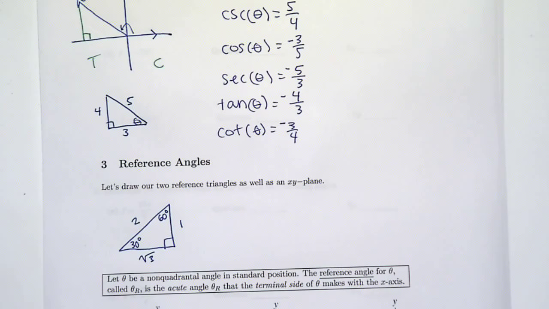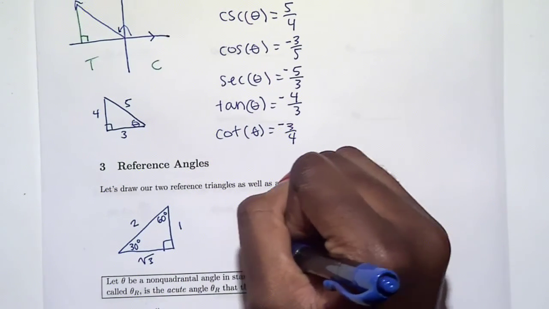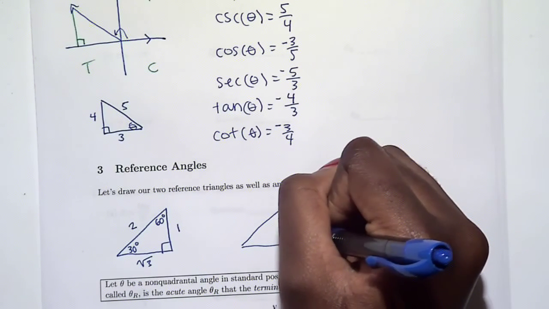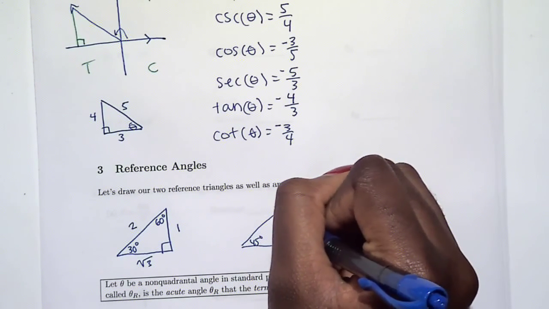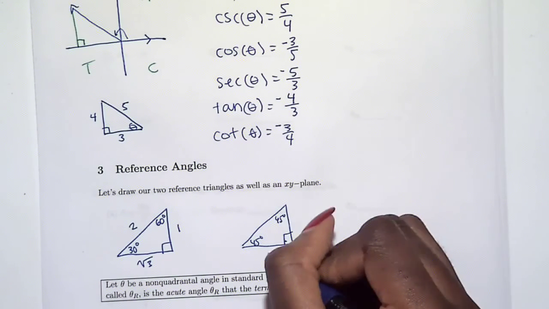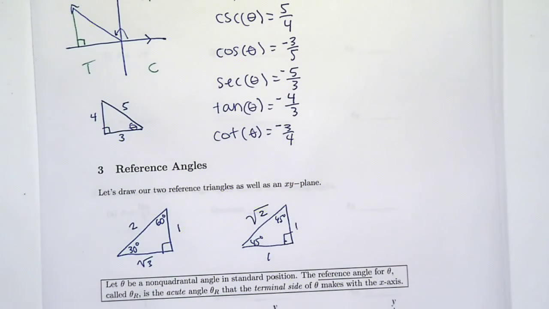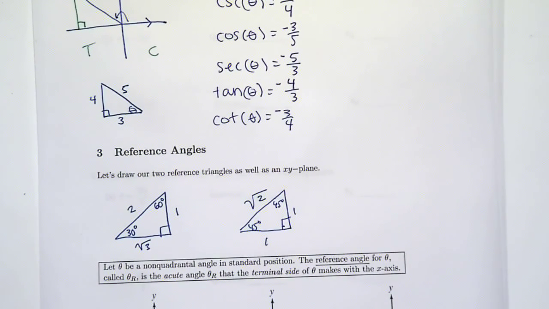So this is our 30, 60, 90, and then we also have our 45, 45, 90. So these should be the same: 1, 1, √2. All right, so you do need to be comfortable with these two to be able to do this next section. All right, so I'll explain that now.